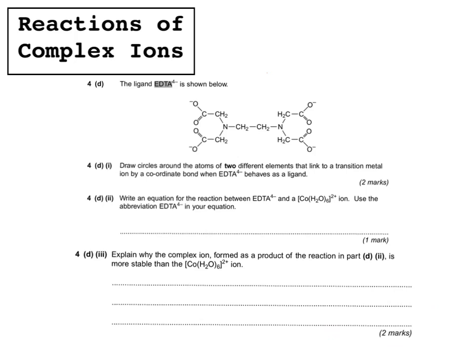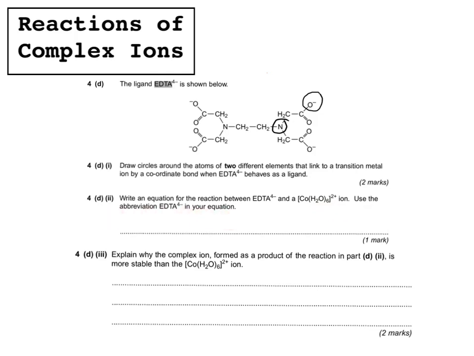Next question. The ligand EDTA is shown below. Draw circles around the atoms of 2 different elements that link to a transition metal ion by a coordinate bond on EDTA4- ligand. Now I haven't really covered that in this video, but I have covered it in a different video, so if you watched that, you would know that it is these negatively charged oxygens and the nitrogen, which form dative bonds with a central metal ion. And then we have: write an equation for the reaction between EDTA4- and the Co(H2O)6 2+ ion. Use the abbreviation EDTA4- in your equation.